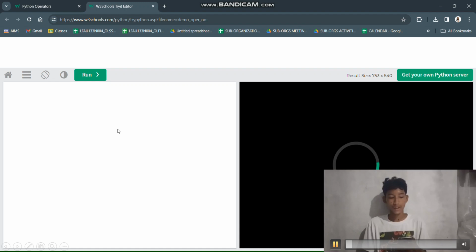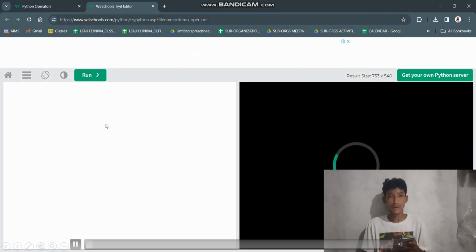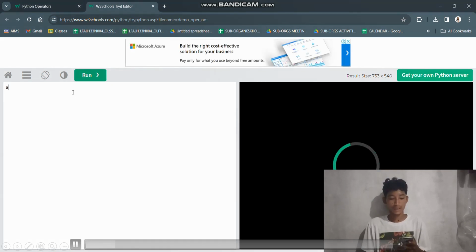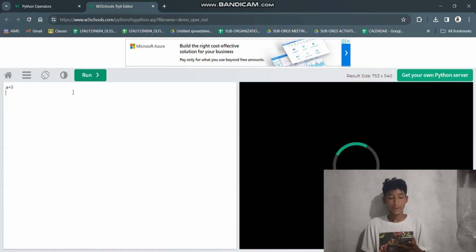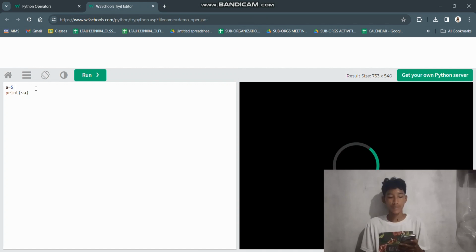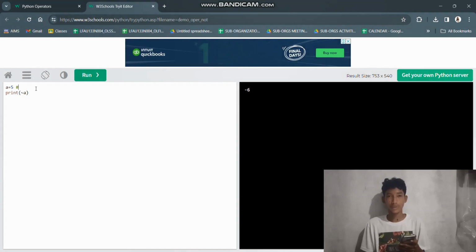For example, the binary representation of A is 0b0101. The NOT operator performs a bitwise NOT operation on each bit. The result depends on the platform and is usually in 2's complement form. In this example, the output is -6.